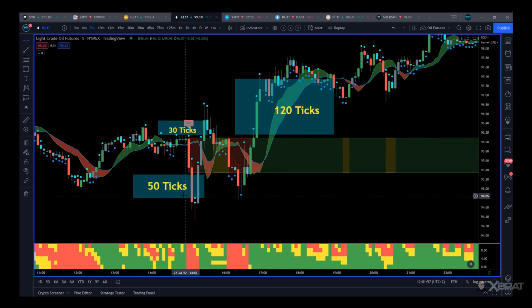But again, you've got to be very disciplined on this. You've got to look back, do your back testing. I found at this moment in time, over the last 60 days, 50 ticks is probably the average and what we need to get those high percentage winners.